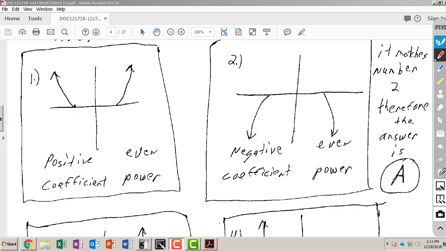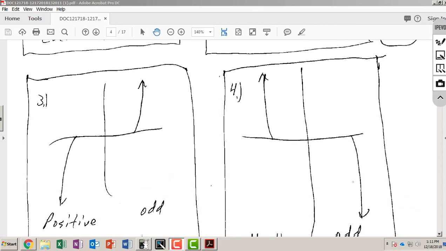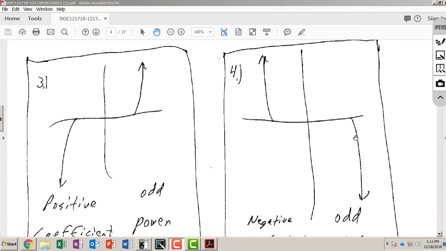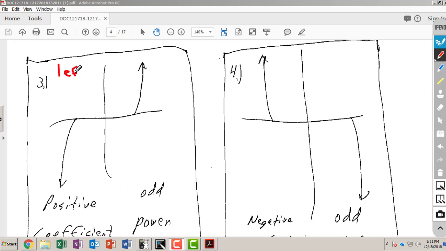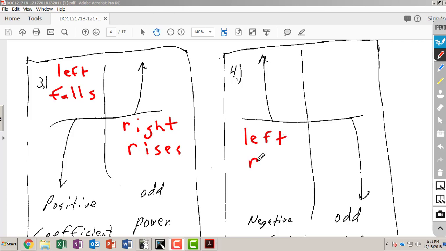And then on these next ones, so notice on this one right here, your left falls. And your right is rising. And then on this last one, you've got the left rises. And then the right is going to be falling.